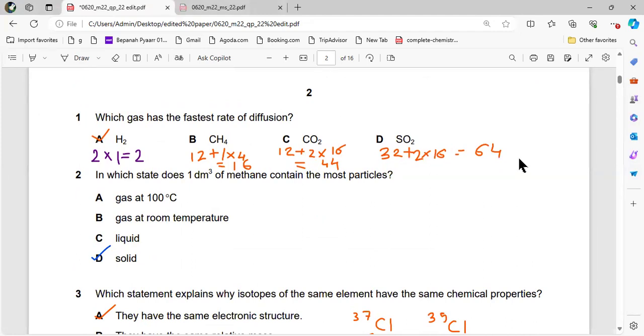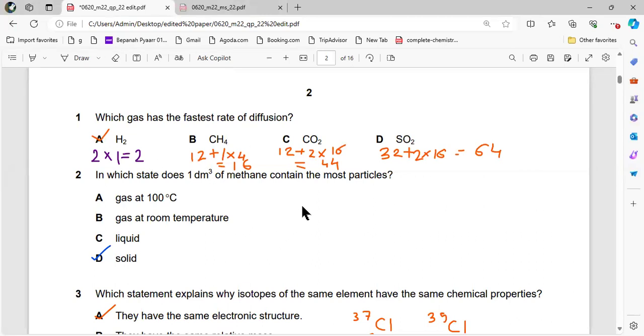So first is hydrogen. We have two hydrogen atoms here. That is why 2 into 1, the atomic mass of hydrogen, which is equal to 2. In case of methane, 12 is the atomic mass of carbon, and we have four hydrogens. That is why 1 into 4, which gives us 16. We'll do the same with the other two options also. Here, the one which has the lowest mass will have the fastest rate of diffusion. So this is how you find out. So the lowest mass is of hydrogen.